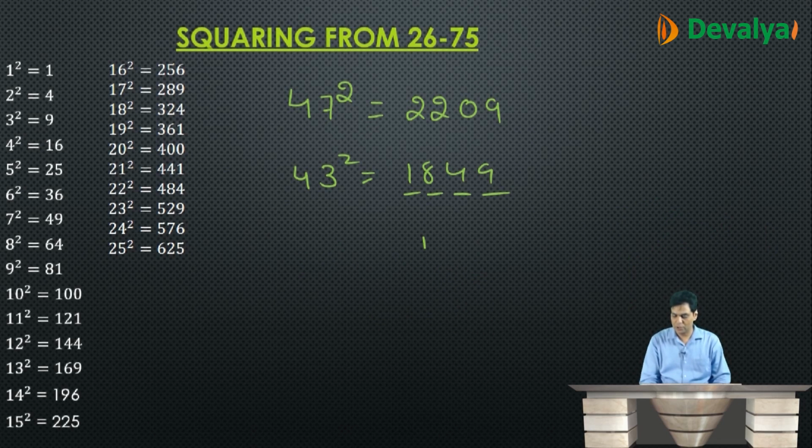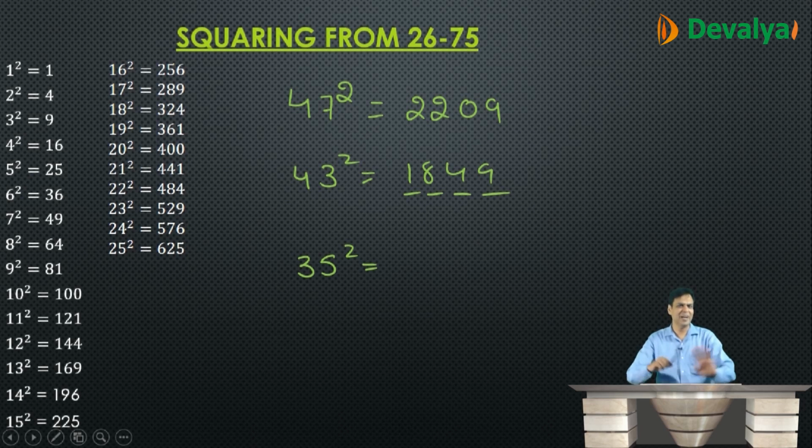Let's calculate the square of 35 by using this method. Otherwise, there is another method to calculate the square of 35, that would be 1225, very easily. But we will discuss it later. Now we are going to discuss only this way. So 35 square would be, how are we supposed to calculate it?